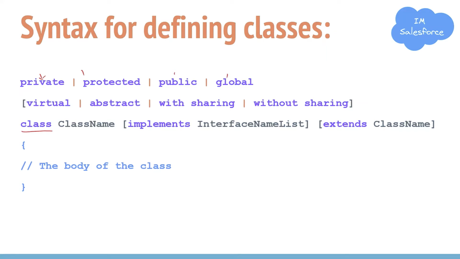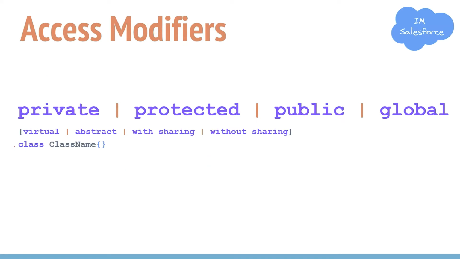If you want to implement multiple interfaces, they should be comma separated. So if you want to implement interface A and then interface B, you just separate them by a comma, so multiple interfaces can be implemented at the same time. Extends is used if you want to extend from a particular class, so you have to use the extends keyword. Then comes the body of the class, which is the business logic you want to achieve from this class. Okay, moving ahead, we have different types of access modifiers: private, protected, public, and global.